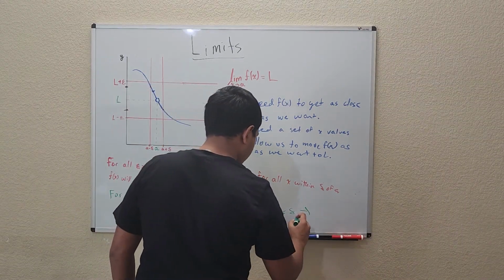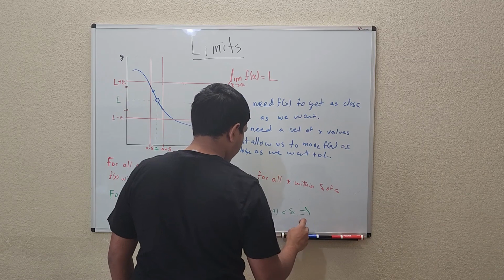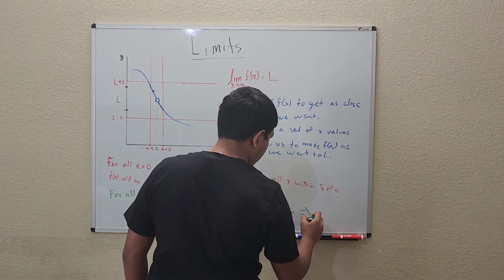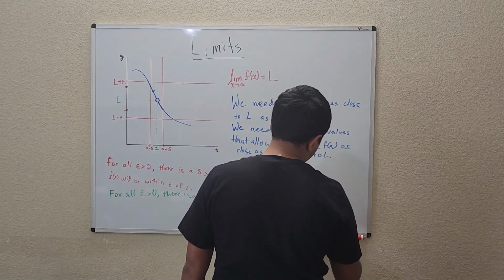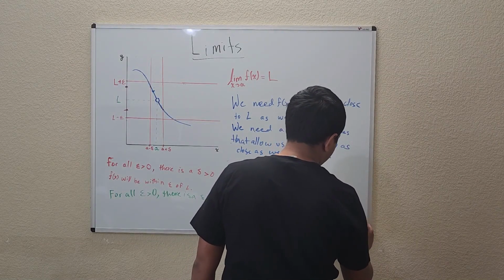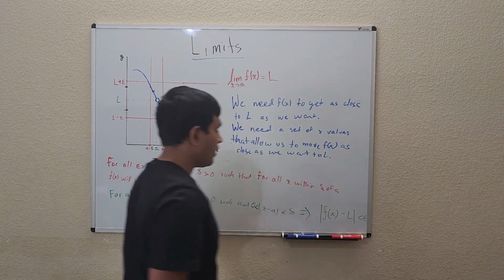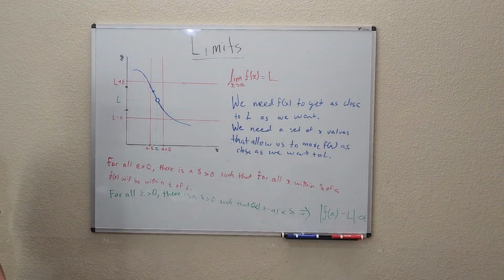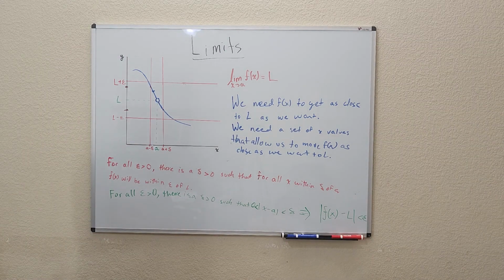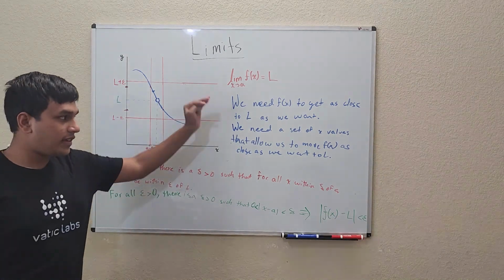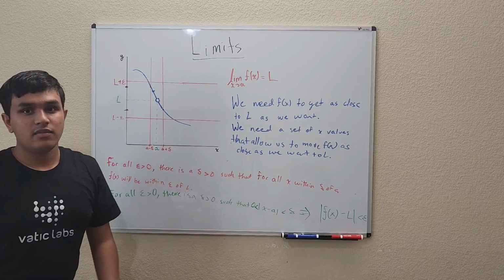Such that 0 less than the absolute value of x minus A less than delta implies that the absolute value of f of x minus L is less than epsilon. Now that is the formal definition of a limit. And that is what this says, if you think about it, okay? And that is effectively saying this, okay?